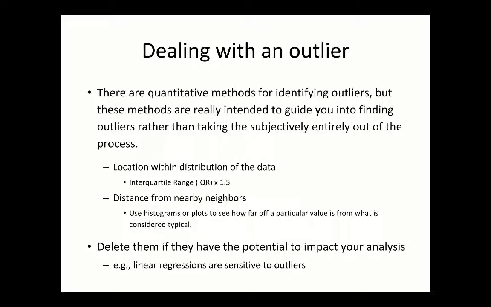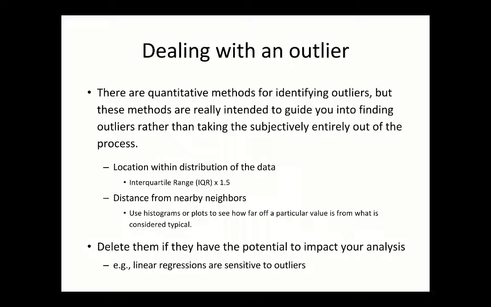Whatever that value may be, you add it to the third quartile. Anything higher than this value is considered a possible outlier. You may also take the IQR times 1.5 and subtract it from the first quartile. Anything less than this is a possible outlier.